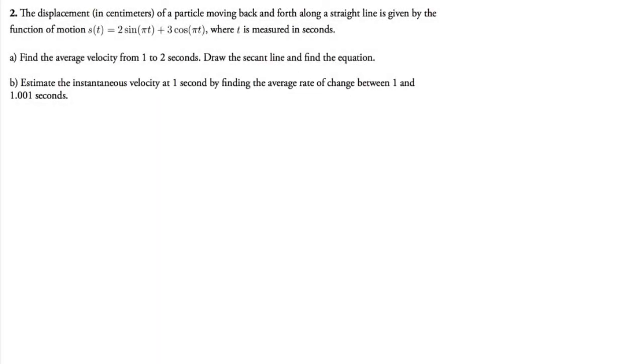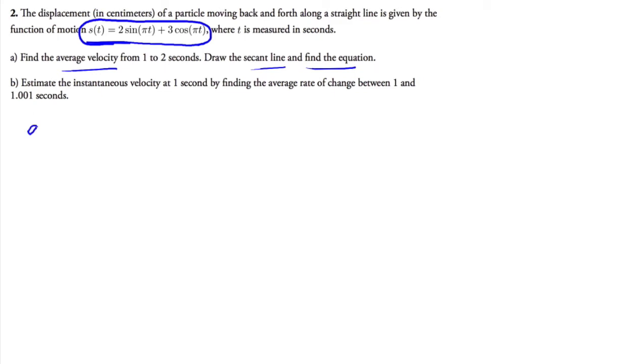Okay, so we have the displacement in centimeters of a particle moving back and forth along a straight line given by the function of motion s(t) = 2 sin(πt) + 3 cos(πt), where t is measured in seconds. Find the average velocity from 1 to 2 seconds. Draw the secant line and find the equation.